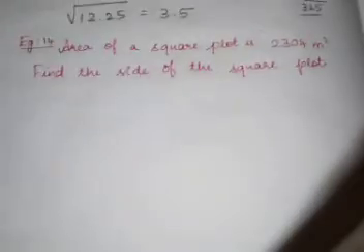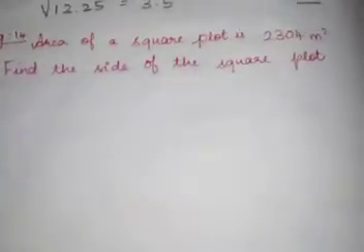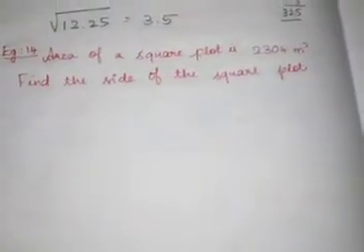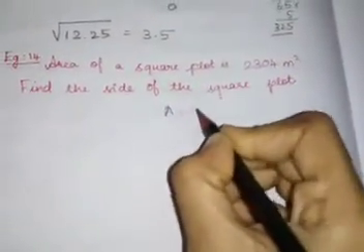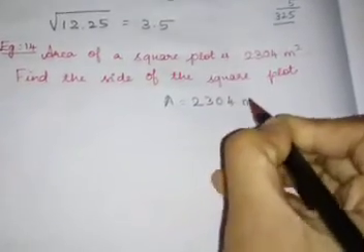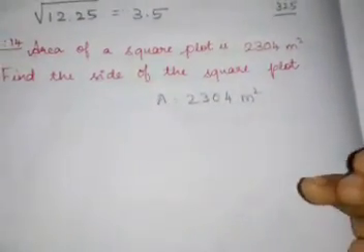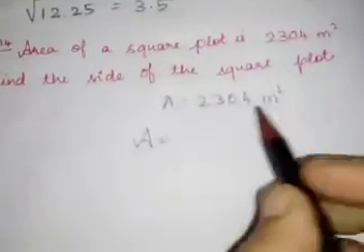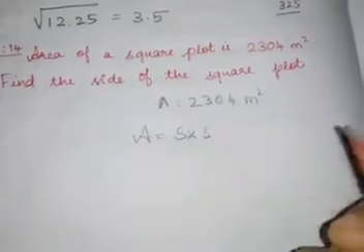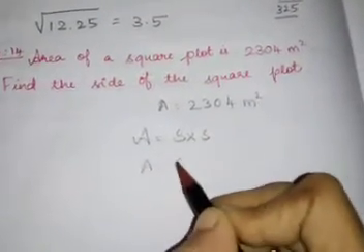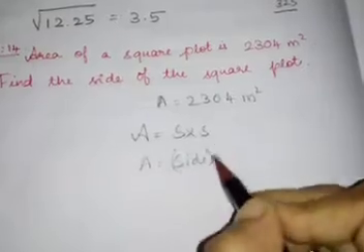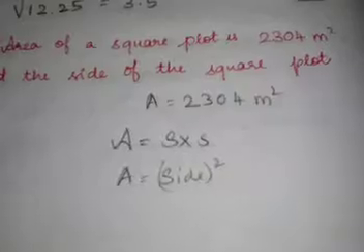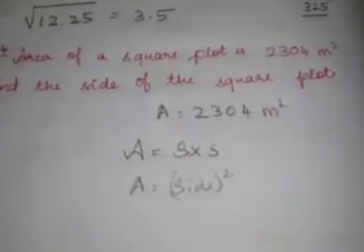Okay, this is your example number 14. Area of a square plot is 2304 meter square. So what is actually the area of a square? Area of a square is what, children? Side into side, right? Or you can say area is equal to side square. You will say side into side or side the whole square, because side into side is side the whole square only, no?